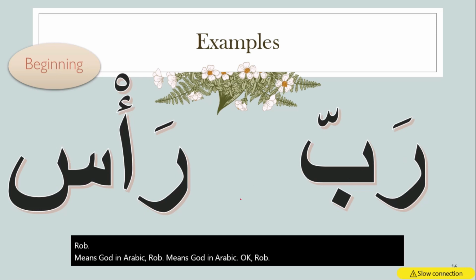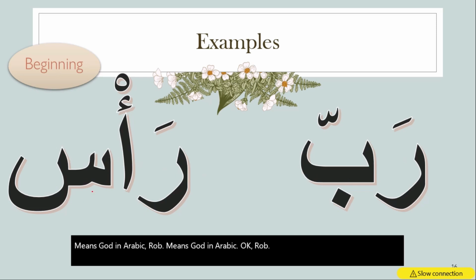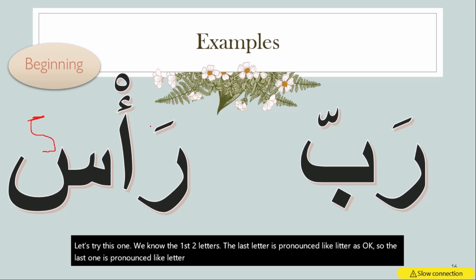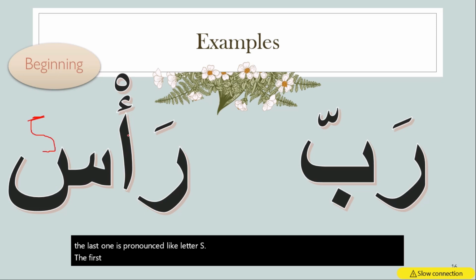Let's try this one. We know the first 2 letters. The last letter is pronounced like letter S. The first one is ra with fatha, ra. Do you remember this one? Straight line with hamza above. This is alif. And it had this circle above. What does the circle mean? The circle means it will have no tashkil, no a, no e, no o, no vowels.